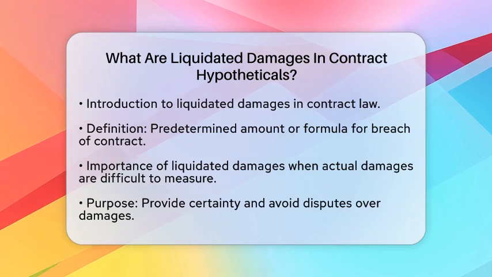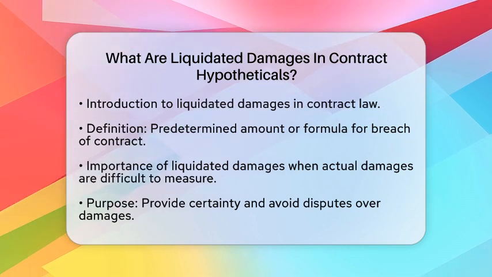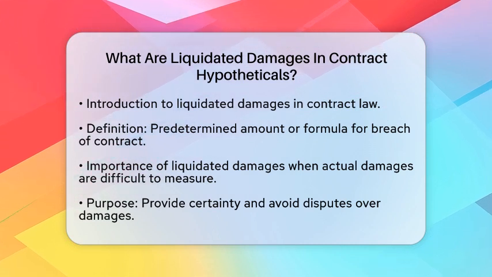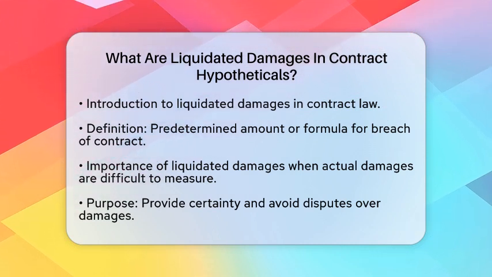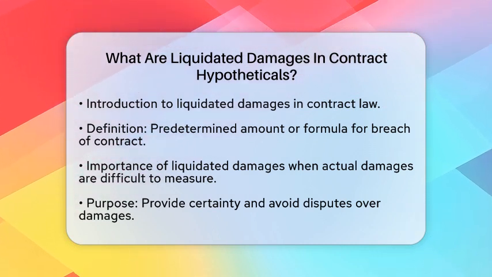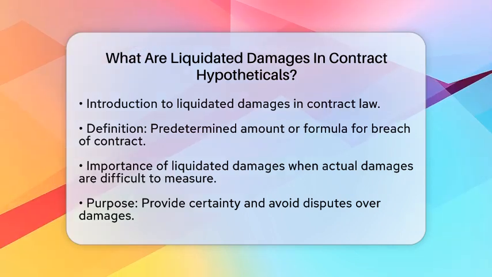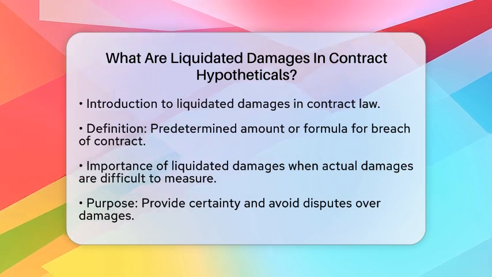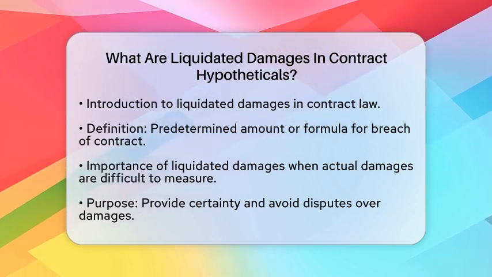Liquidated damages are a predetermined amount of money or a formula that one party agrees to pay another if they breach a contract. This concept is particularly useful when actual damages are hard to measure or prove. In law school, understanding liquidated damages is essential for analyzing contract hypotheticals.